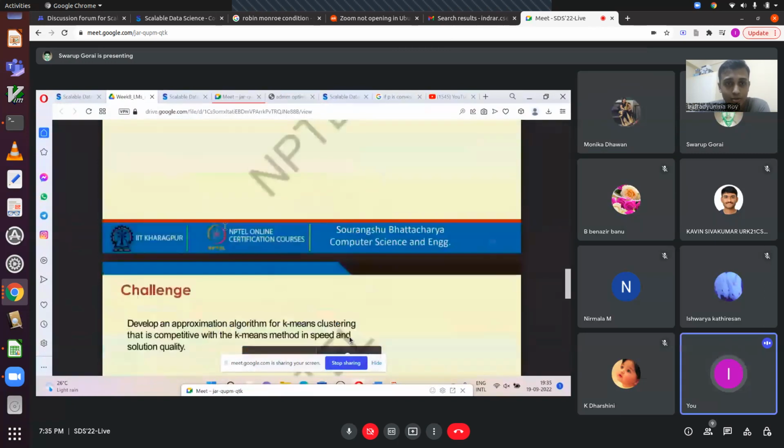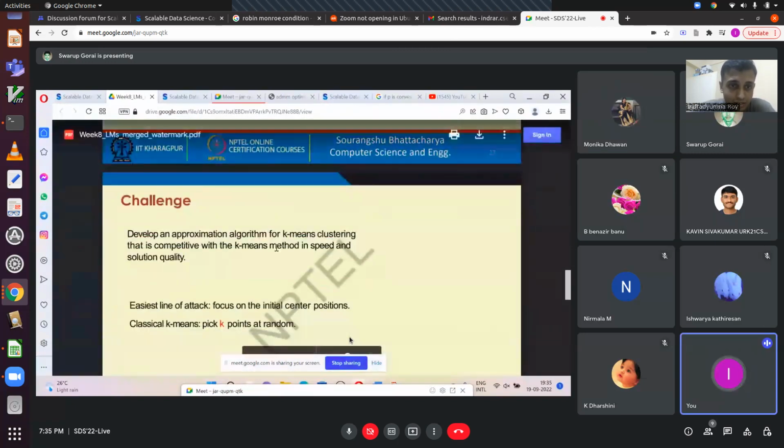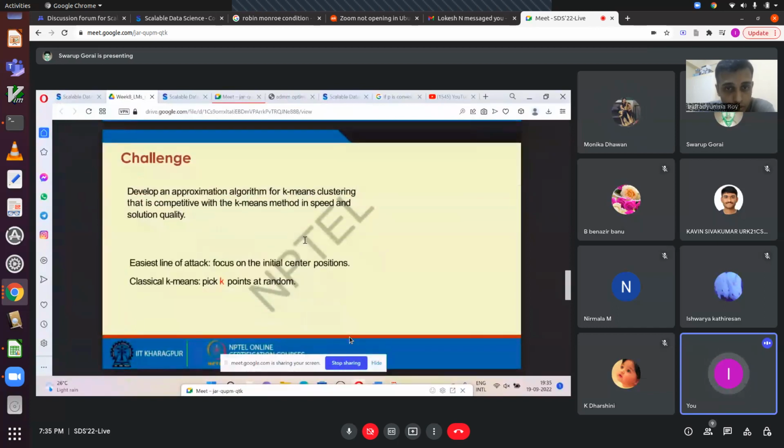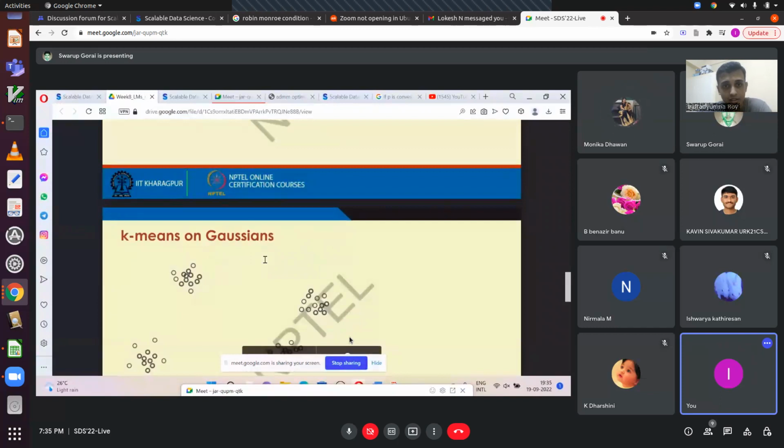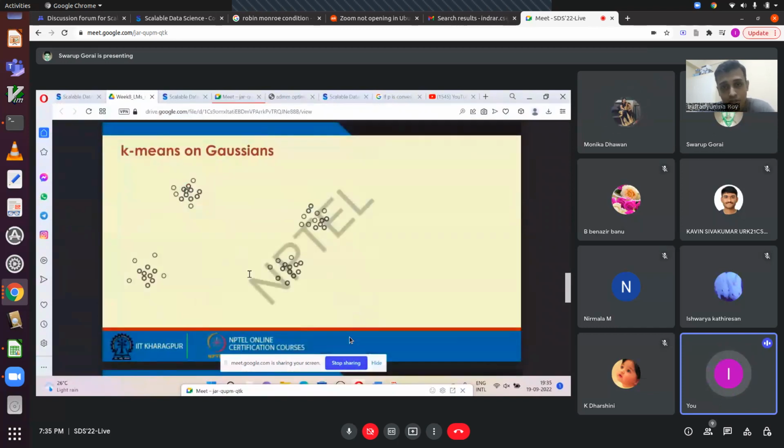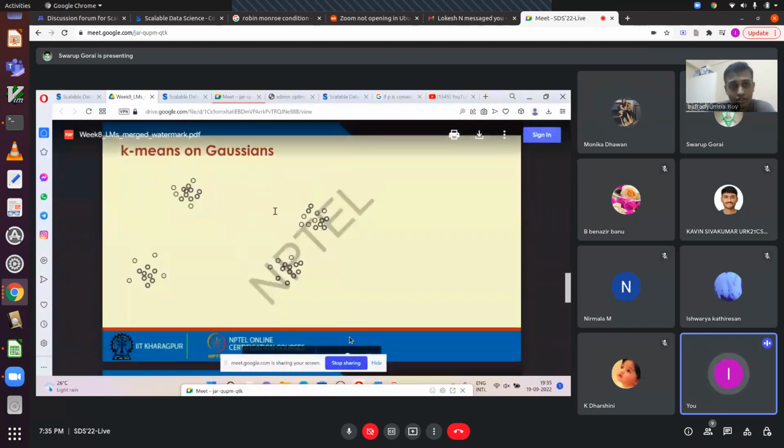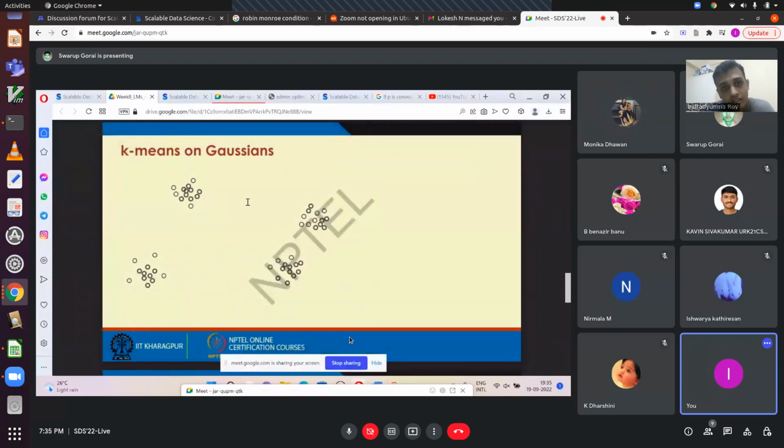Okay, K-means++, what's happening? Competitive, so it's an approximation algorithm, unlike the classical one. In classical K-means we pick K points at random. Okay, then what's happening? K-means on Gaussians, you have a bunch of Gaussian distributions which are very far away, so you have points clustered separately.